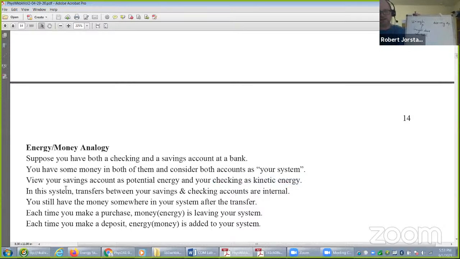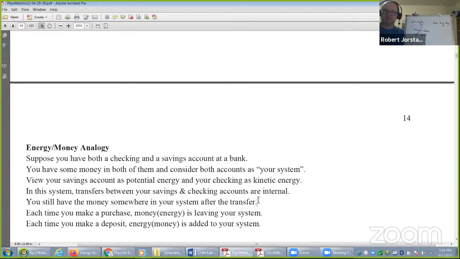The idea here is you could transfer money back and forth between your savings and your checking account, and you still have that money. So that is an internal transfer, right? So it is totally possible to transfer energy from potential to kinetic without losing any.